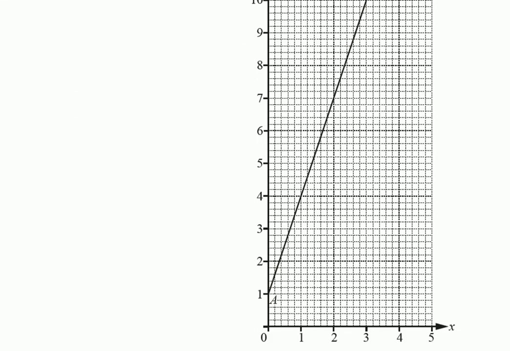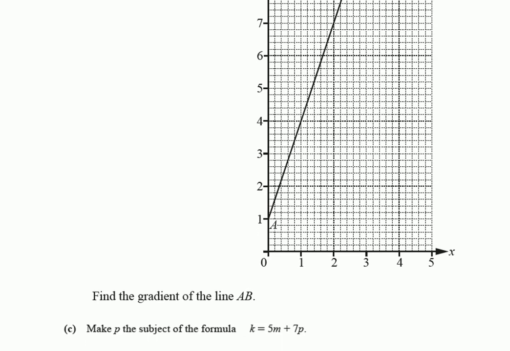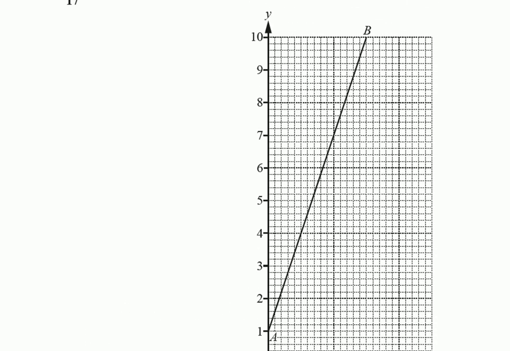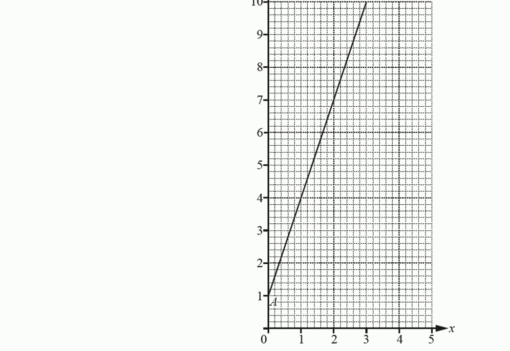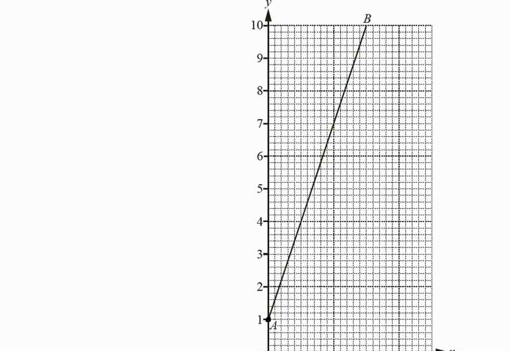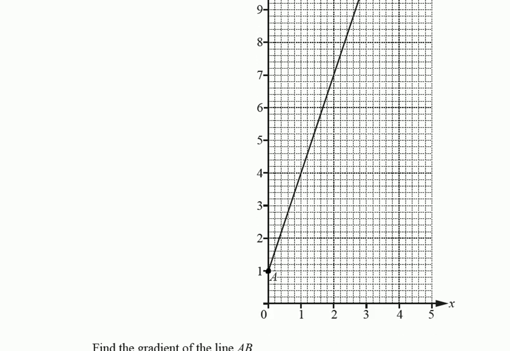Here's another one. I want to find the gradient of the line AB. Once again, I want to pick points where I can see clearly where it's going. I'm going to pick this point down here because that one seems pretty clear. And this point over here looks pretty good as well. Or I could go all the way up to the top over here for B. It really doesn't matter as long as you can see the points clearly and they're not too close together. I'm going to use these two.